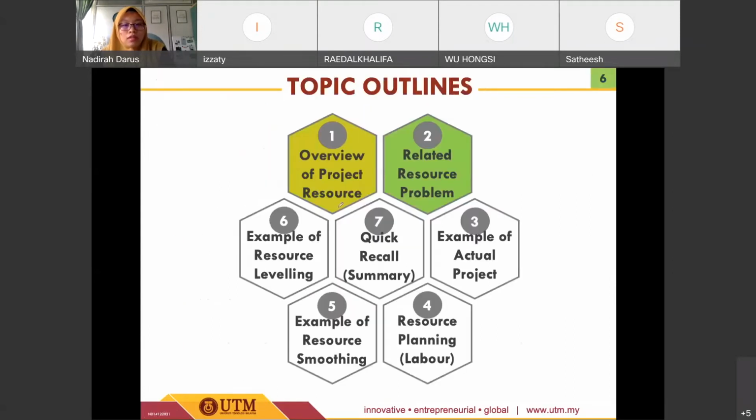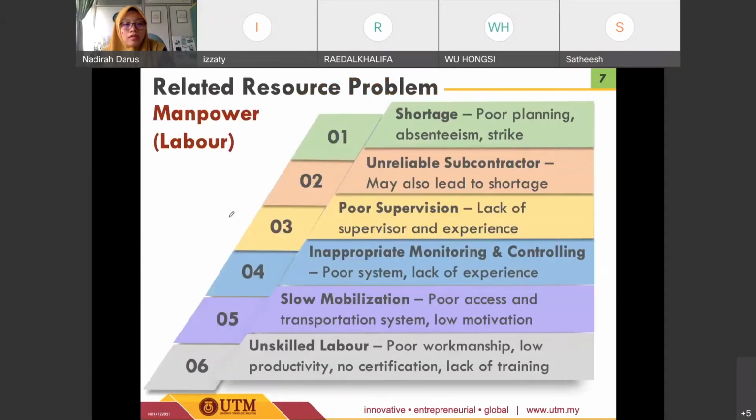All right. So just now I have shared the overview or introduction for the project resources, and then we try to look at the related resource problems, for the second subtopic. For the first one, we will look at the manpower or labor requirement.